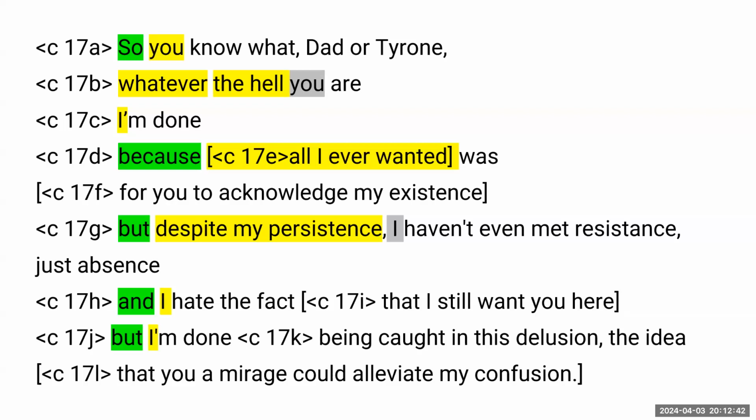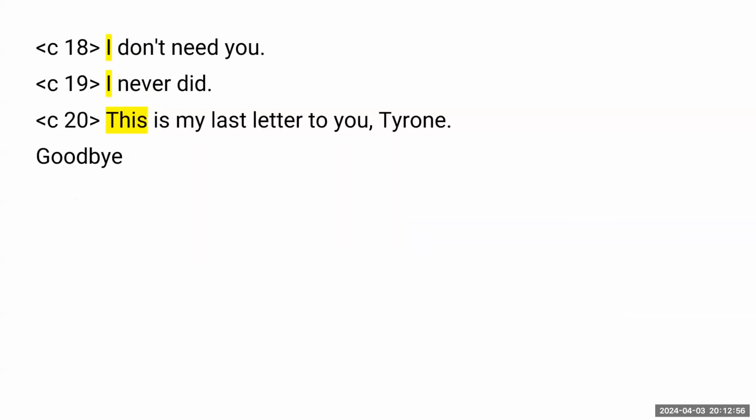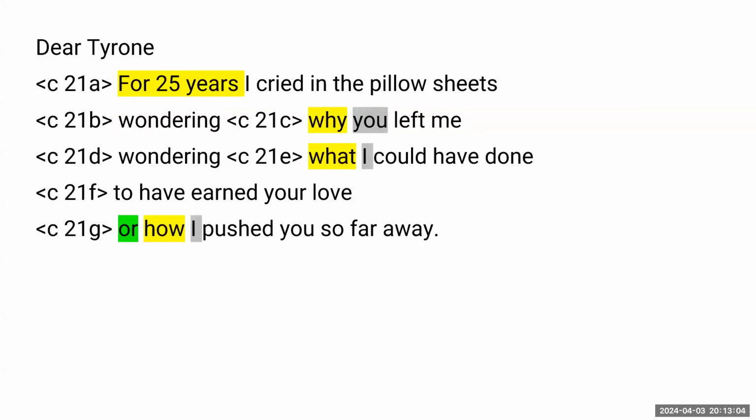Despite my persistence, circumstance, the I is displaced. These are straightforward. The rest are embedded. "I don't need you. I never did this. That's my last letter." Again, "for 25 years," circumstance.